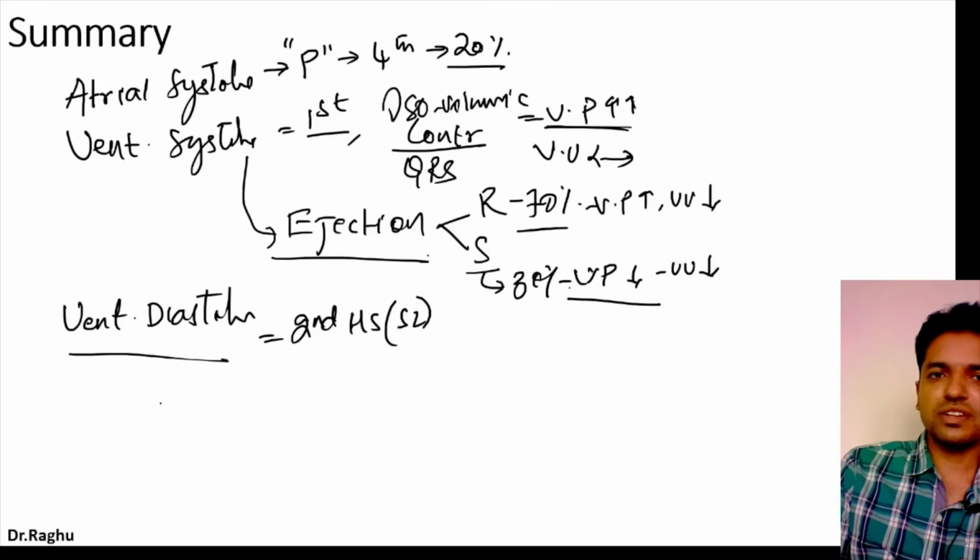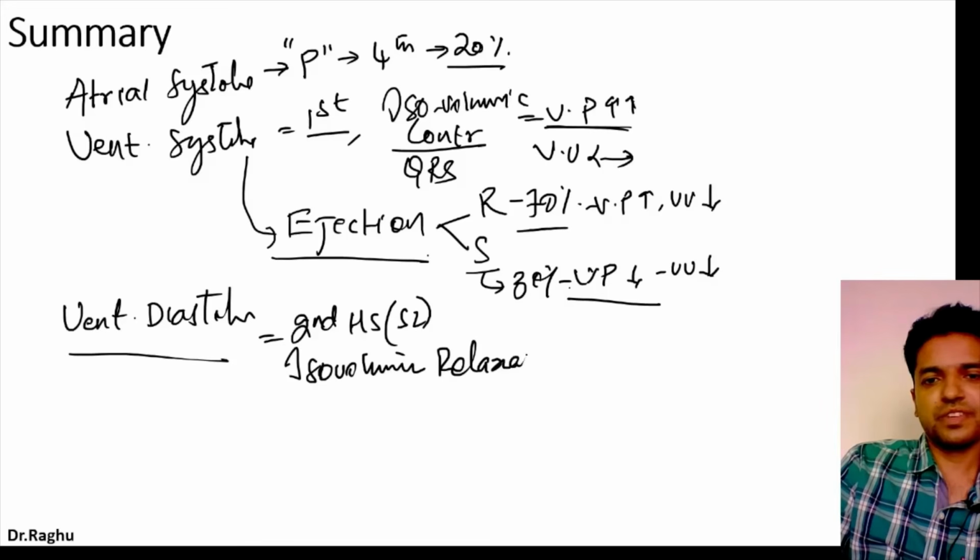Now the ventricle is in diastole, that is the ventricle is relaxing, and ventricular relaxation is occurring without any change in the volume. Such a kind of relaxation is called as isovolumic relaxation phase. What is happening in the isovolumic relaxation phase? Ventricular pressure is decreasing, ventricular volume is remaining the same.